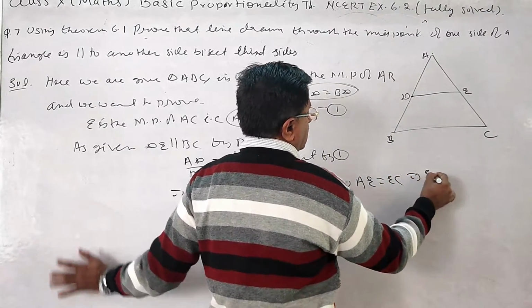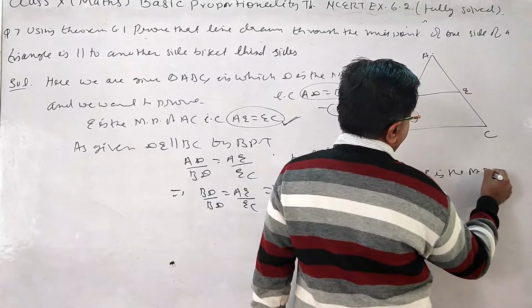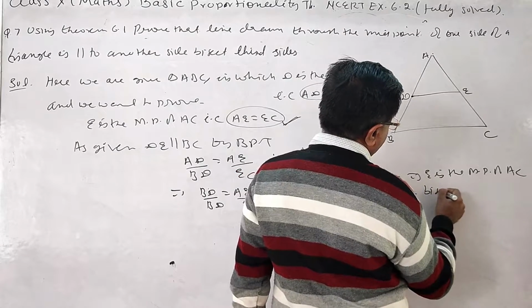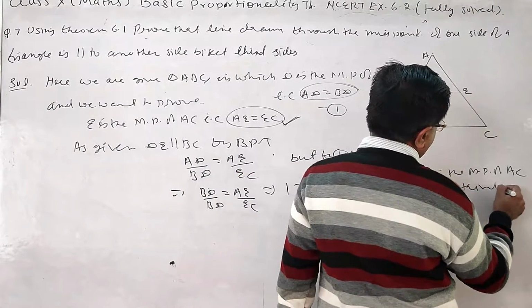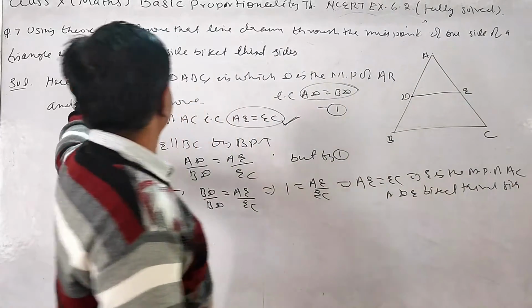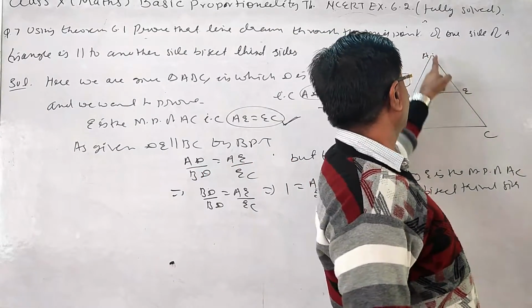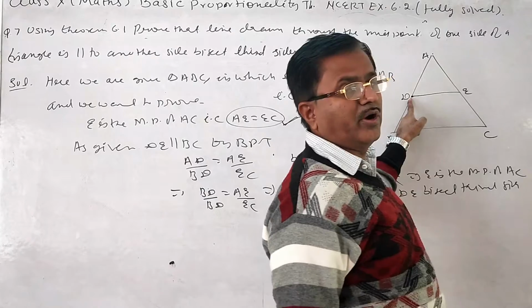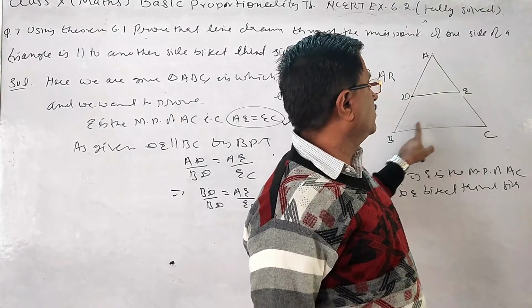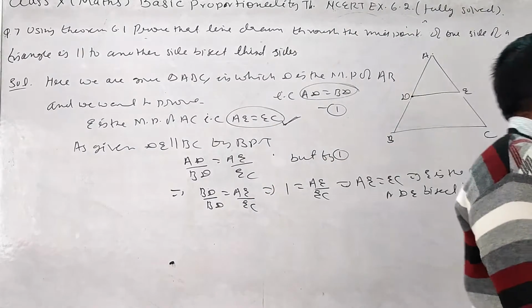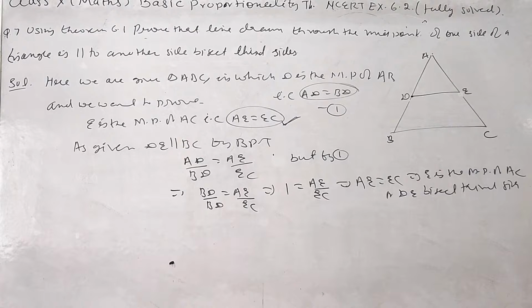Or you can say E is the midpoint of AC. Or you can say DE bisects the third side. The problem says you have to show what? Prove that a line drawn through the midpoint of one side of a triangle, this is one side of the triangle, we are drawing through the midpoint, then drawn parallel to the second side, you have to prove that the third side is bisected at the point E, or it is bisected by the line DE. That you have to show.